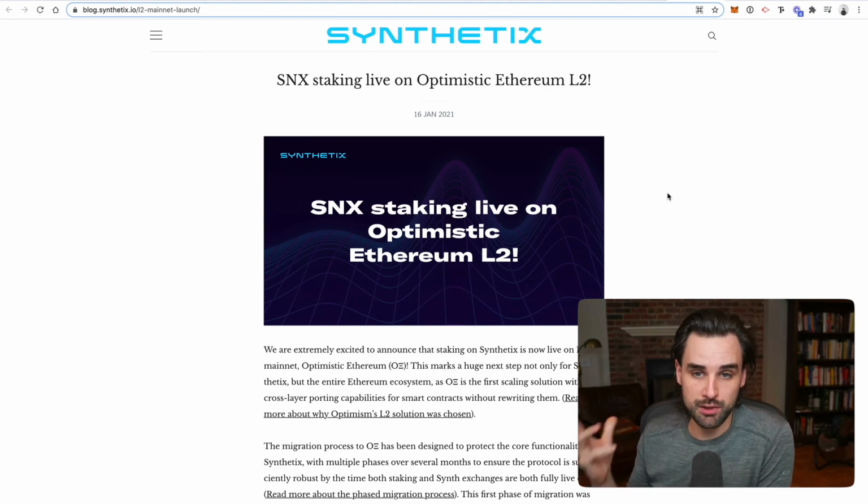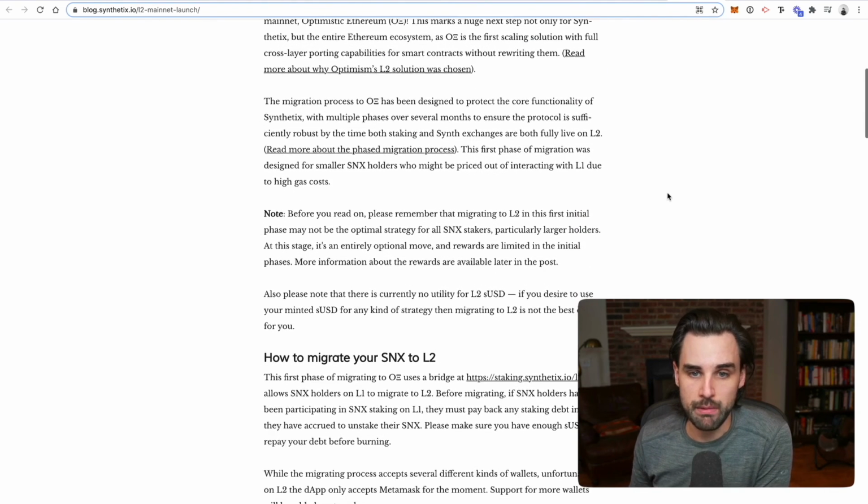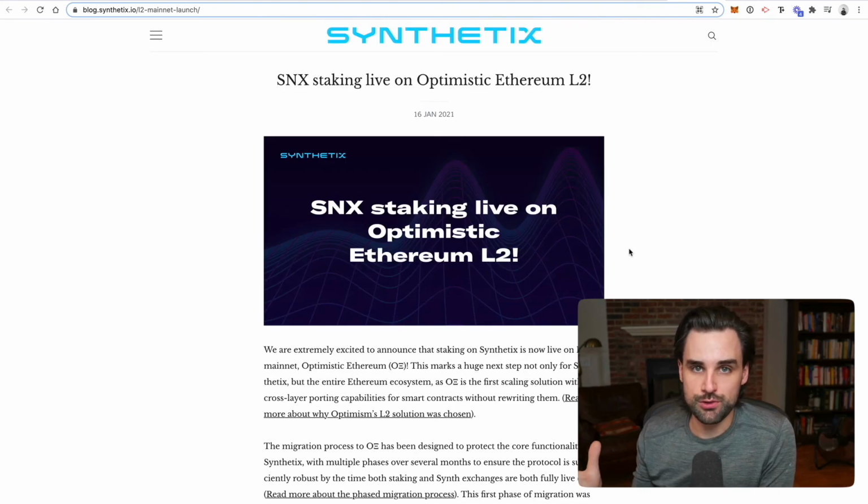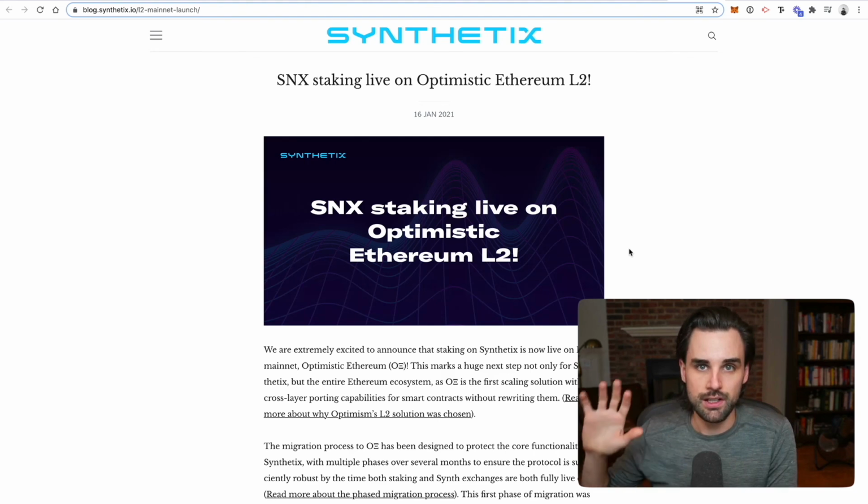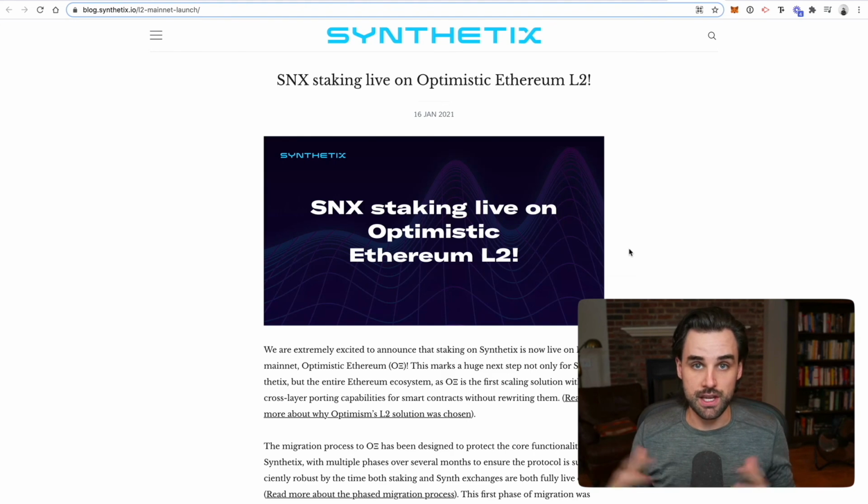Synthetix has implemented optimistic Ethereum layer 2 into their staking. It's live right now on the mainnet, and it's just a matter of time before this solution gets more deeply embedded into this particular protocol and probably also other protocols. Because I think optimistic rollups could be a leading layer 2 scaling solution for Ethereum, and it would not surprise me at all if we start seeing this show up in other dApps as Synthetix does it successfully.